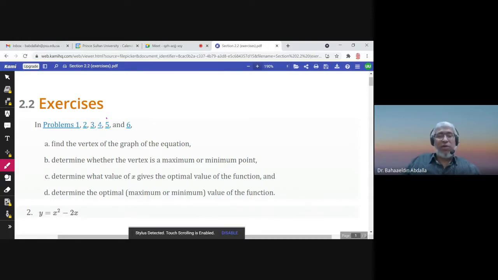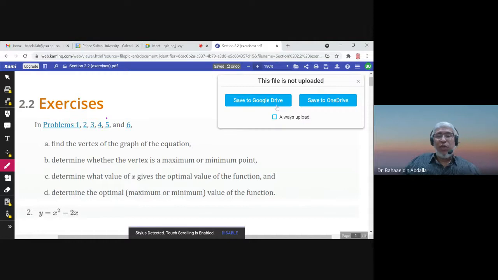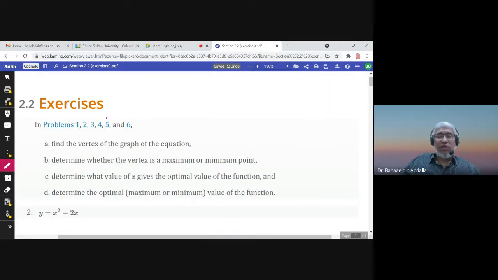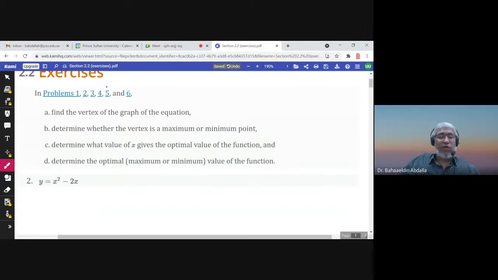Some exercises about section 2.2. Find the vertex of the graph of the equation. Well, this is a quadratic function. A is 1, b is -2, the coefficient of x is b, the coefficient of x squared is a, and to find the vertex, we use the formula h is -b over 2a.